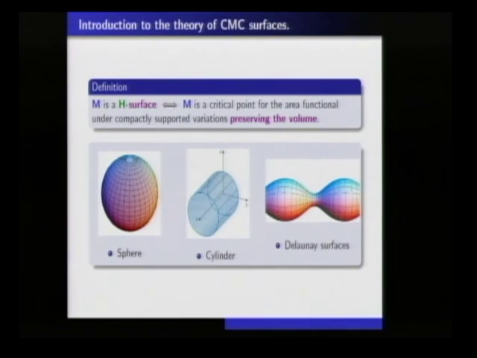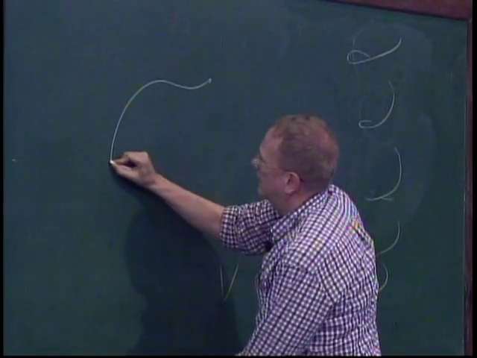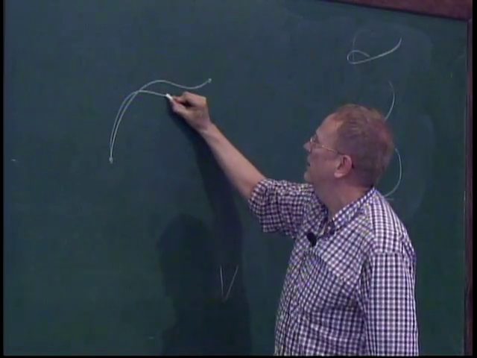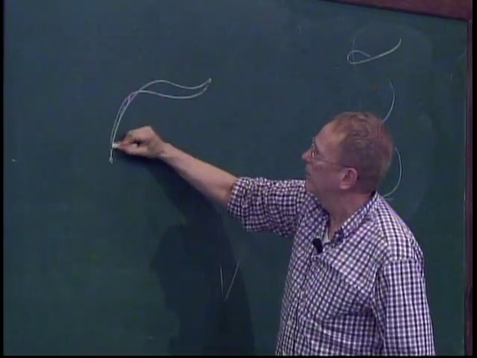So remember, those are called H surfaces. And we want it to be a critical point for the area function with respect to compactly supported variations preserving volume. And what that means is there's a notion of signed volume. So I'll just draw it like a curve in the plane. Okay. So what you want to do is during your variation, you want to preserve.